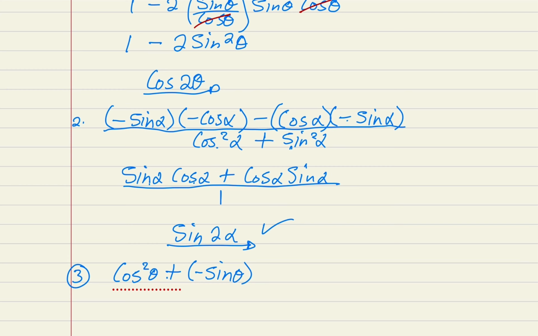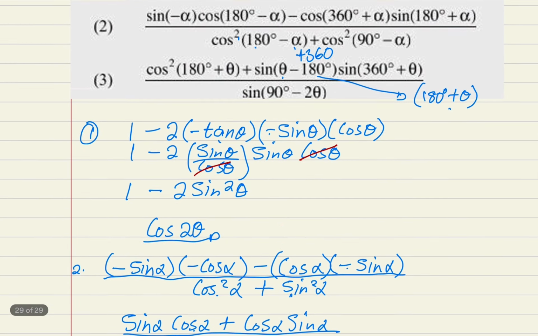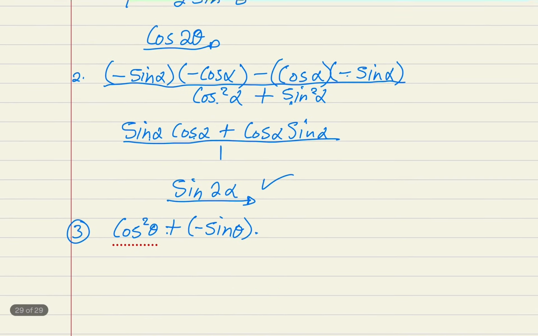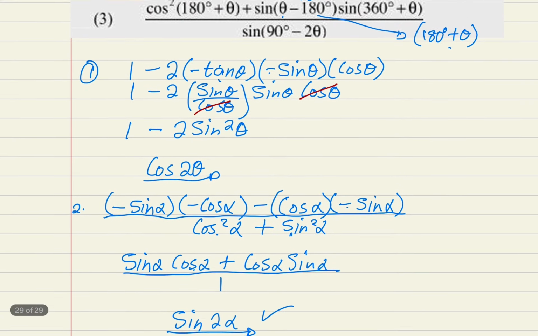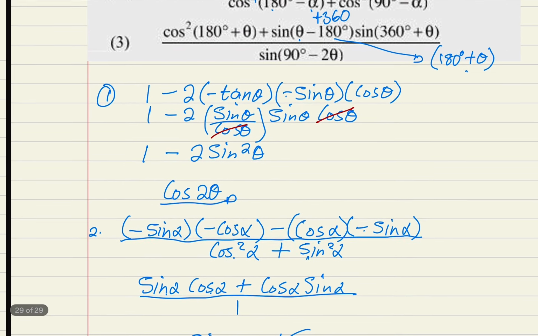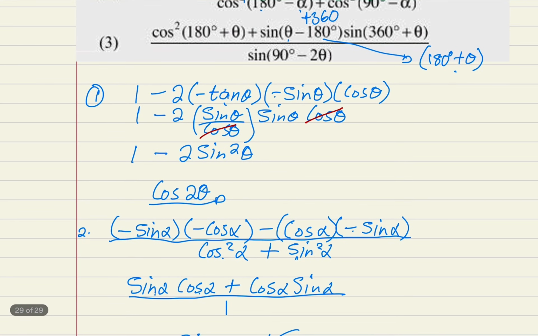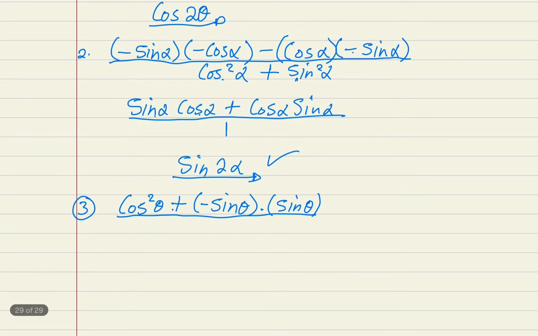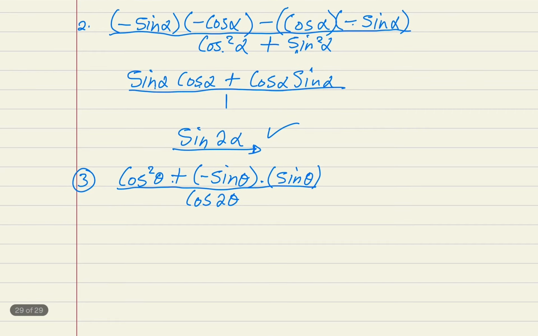Okay, then we continue. Then sine of 360 plus, that is the first quadrant, so here I will have a sine of an angle. Now let's go, and all of this is divided by, then we have a cofunction that is in the first quadrant. That means here I will have cos of 2 angle.